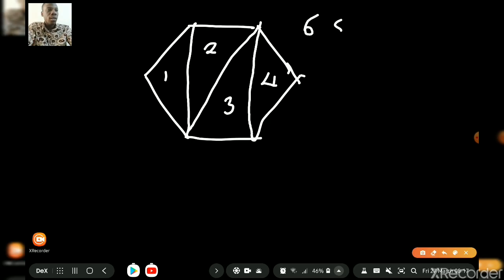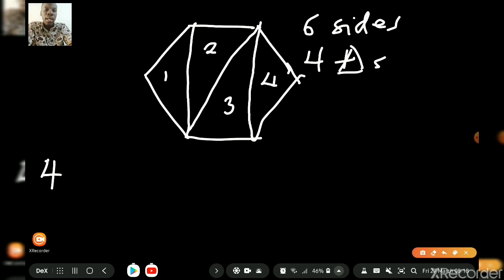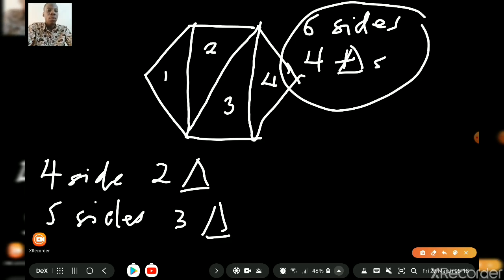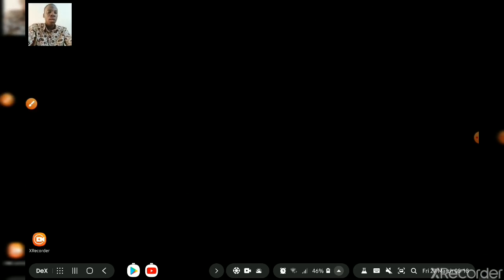Okay, so 6 sides, I have 4 triangles. Now we see a pattern. For the first one, we had a square. It was 4 sides, 2 triangles. We had 5 sides, so it was 3 triangles. And we had 6 sides, 4 triangles. So we can see a relationship between the number of sides and the number of triangles.